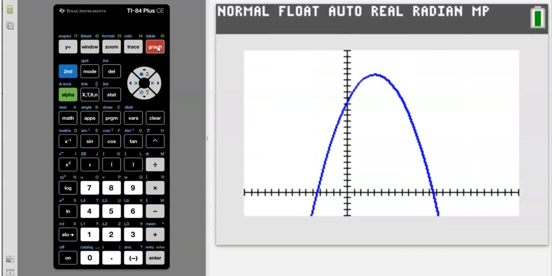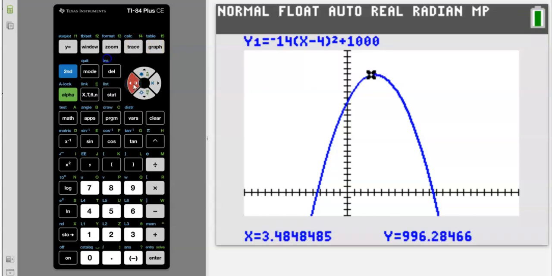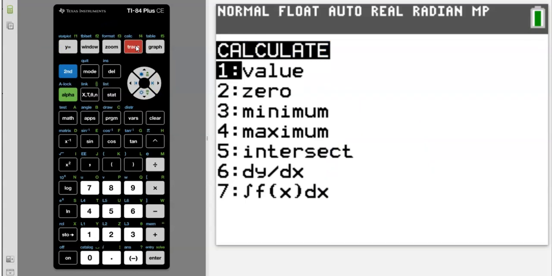You can push the trace button. Okay? And we can go back and forth between different points. Okay? If you want an exact point, you're going to do second trace, second calculate. Okay, we can find specific values. We can find zeros. We can find the maximum, the minimum. We can find where two lines or graphs intersect each other.